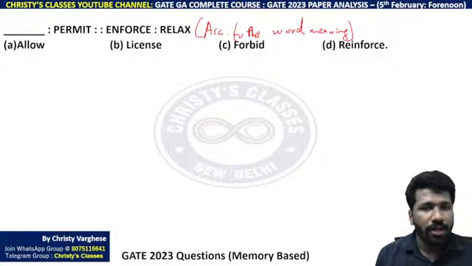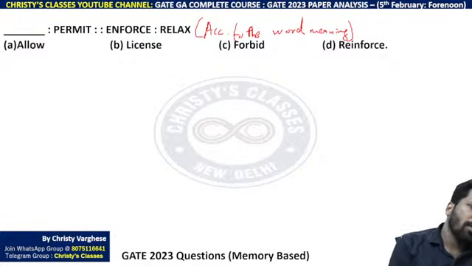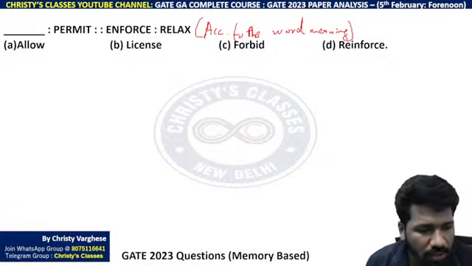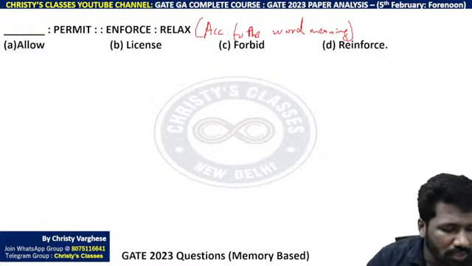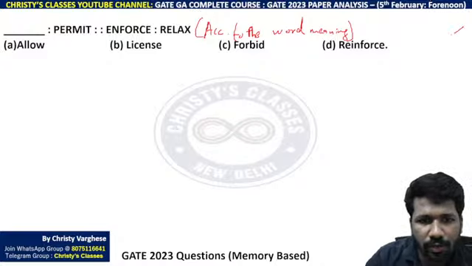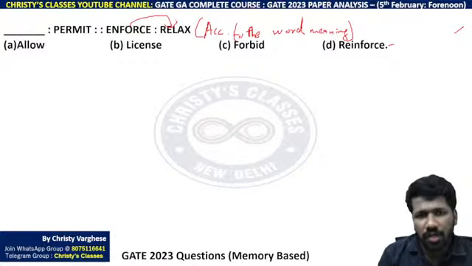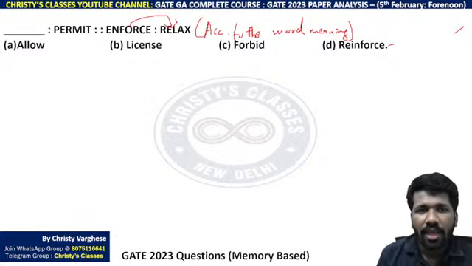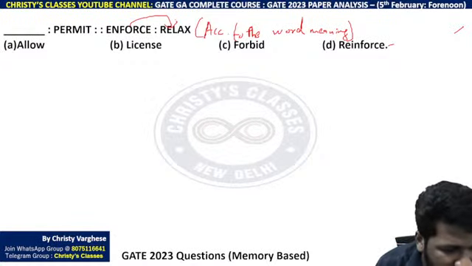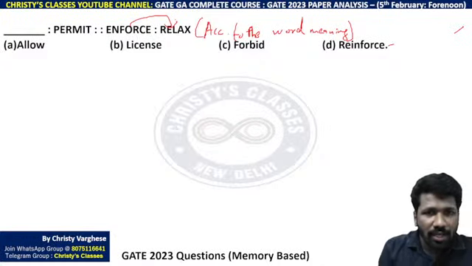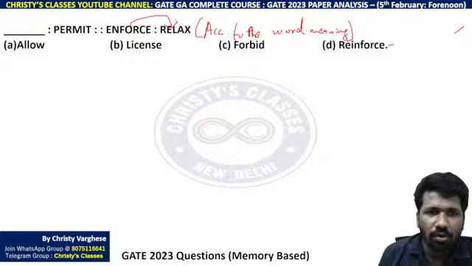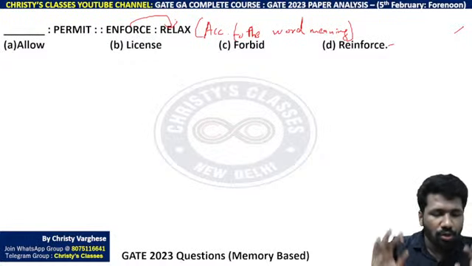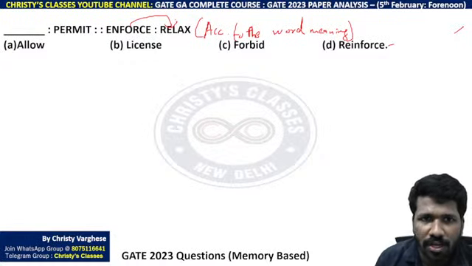Okay, some of you already got an answer. Wonderful. Dash is to permit. Enforce is to relax. So the same way enforce is related to relax, dash is related to permit. How is enforce related to relax? Enforcing a rule or relaxing a rule. Enforcing a rule means making sure that the rule is happening. वो enforce कर रहा है.